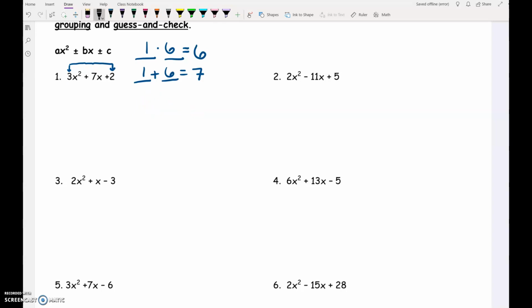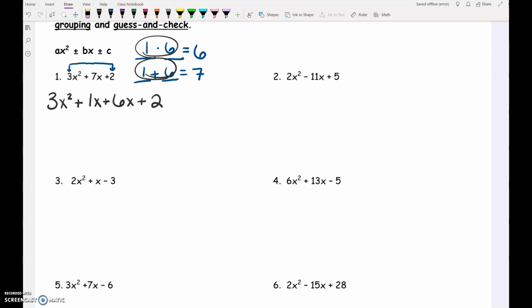So here's what I'm going to do. I'm going to rewrite this polynomial, but instead of 7x, I'm going to split it up using the numbers we just found. So the 1 and the 6 that we found, this magic pair of numbers, becomes 1x plus 6x. If you were to add 1x and 6x together, what is that? 7x. So I haven't really changed the trinomial. I just took that middle term and uncombined my like terms.